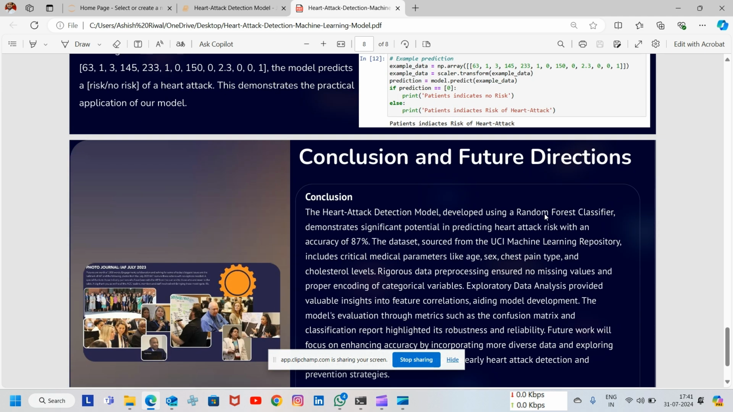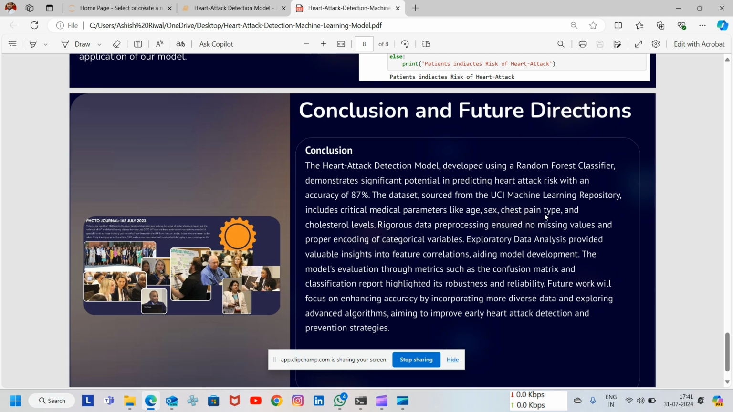So the last one is the conclusion and future directions. The heart attack detection model was developed using a random forest classifier, which demonstrates significant potential in predicting heart attack risk with an accuracy of 87%. Means the accuracy of the model was 87%, and the dataset was sourced from the UCI machine learning repository. Actually, it was provided to me by the company, so I don't know from where the data came. There are some features already explained in the dataset, like age, sex, chest pain type, cholesterol levels.